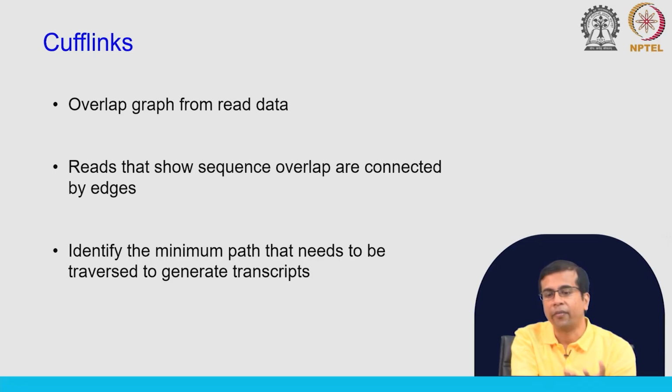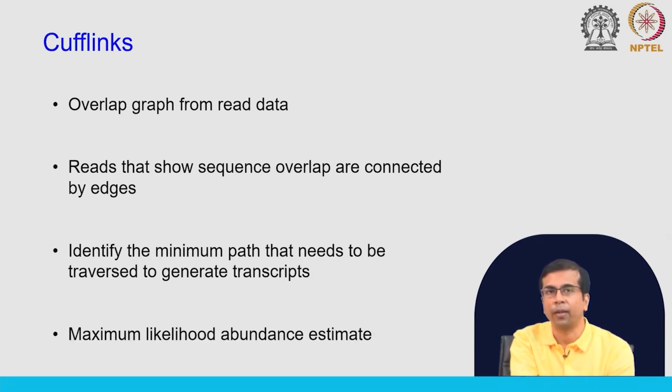It is a graph traversal algorithm, followed by something called a maximum likelihood abundance estimation from the graph itself. We are not going into all the statistical details of what a maximum likelihood abundance estimate is. I will just mention this is what it does. In case you are interested, please have a look at how this maximum likelihood method works. This is a method that is widely used in statistics and in a lot of applications.